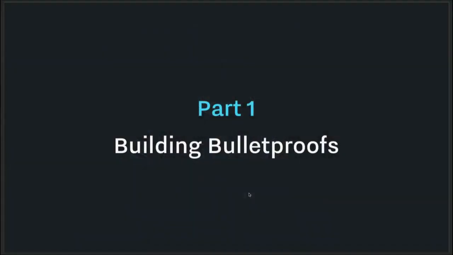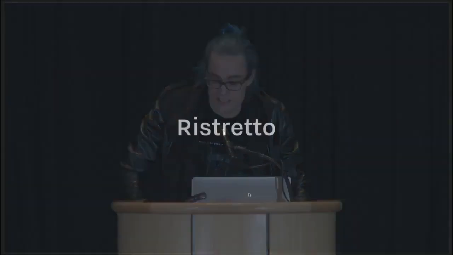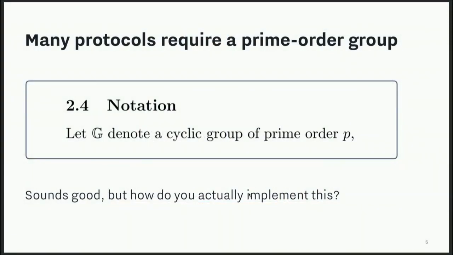Okay. So for part one, I'm going to tell you about the pieces that we put into building this. The first piece is Ristretto. Before I talk about that, I'll tell you a little bit about the problem that we're trying to solve. And the problem is many protocols that you might want to implement would require using some prime order group.